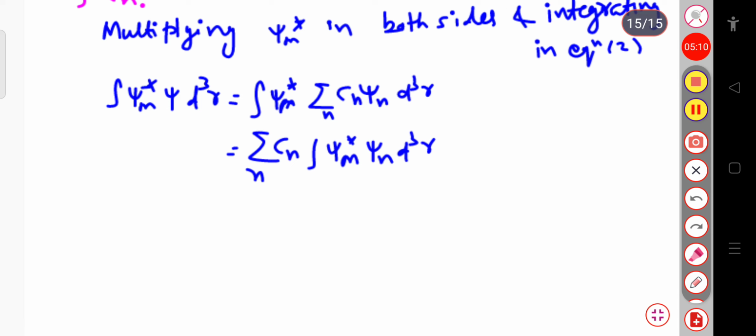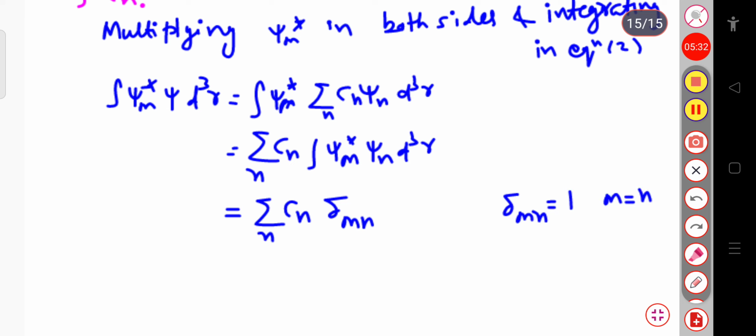This is again equal to the sum over n of Cn times the integration of psi m star psi n d tau, which can be written as delta mn. We have already discussed this part. This delta is known as the Kronecker delta, and its value is equal to 1 when m is equal to n, and 0 when m is not equal to n.